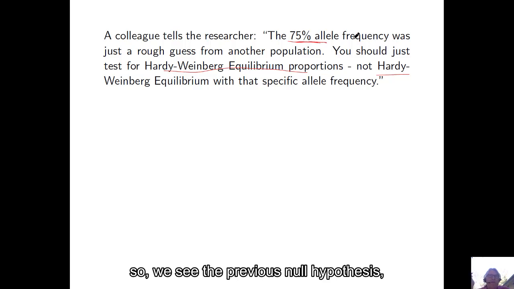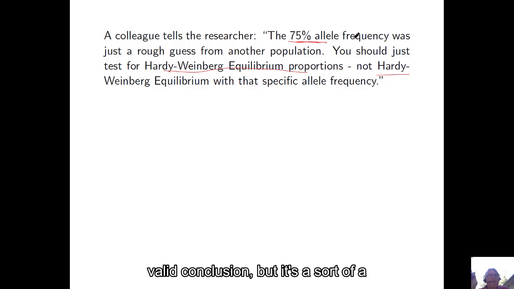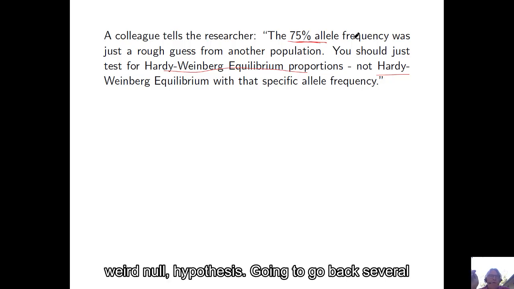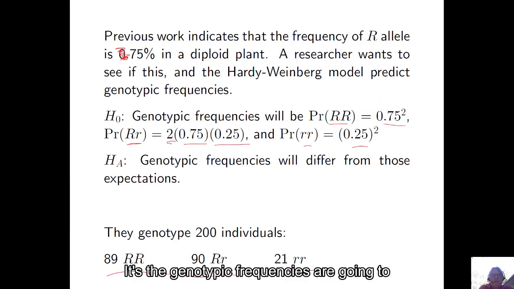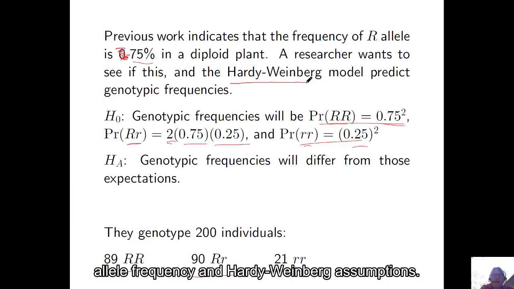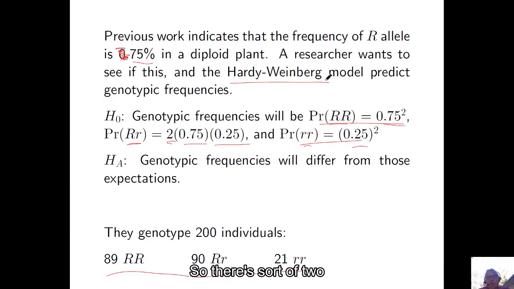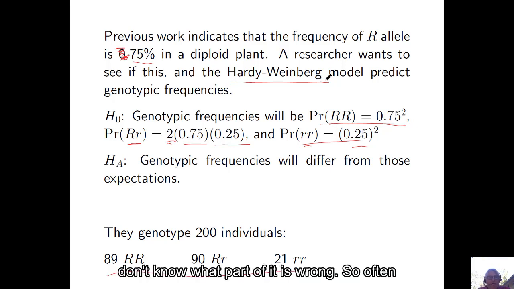And so we see the previous null hypothesis. It was fine. It sort of works, and we got a valid conclusion. But it's a sort of weird null hypothesis. I'm going to go back several slides and look at it again. The genotypic frequencies are all of these numbers that come from a combination of 75% allele frequency and Hardy-Weinberg assumptions. So there's sort of two assumptions going into that null. So when we reject the null, we don't know what part of it is wrong.